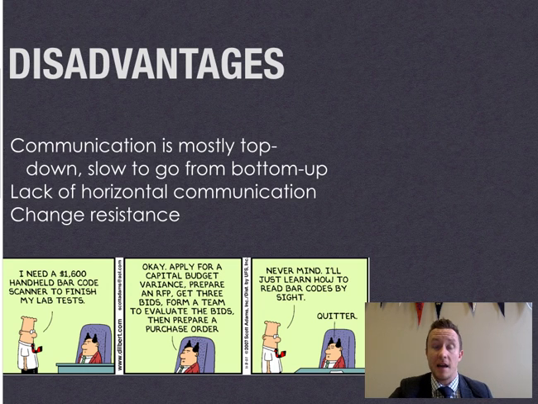Communication is mostly top-down. Mostly in those structures, it's very difficult for people to communicate back up the chain. And there's a lack of horizontal communication. Because those lines don't exist, we don't think about formally communicating with each other. There's also resistance to change. People might not be very happy about the type of change that's happening.